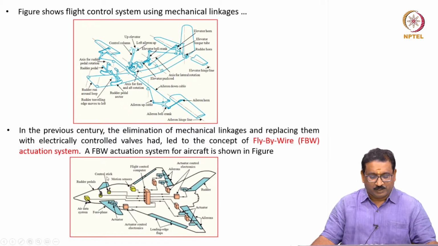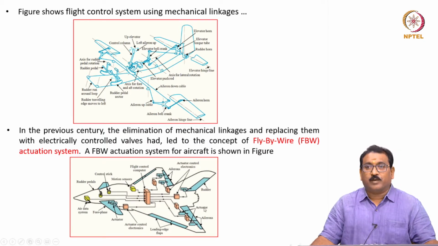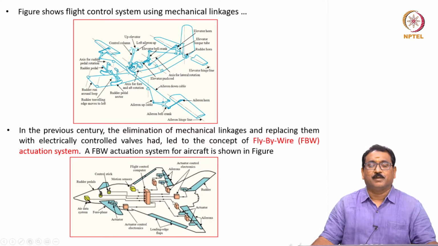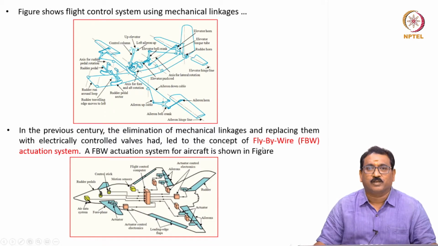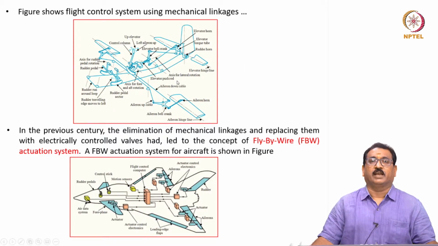I have shown you the control stick, the motion sensors, rudder pedals, flight control computers, motion sensors, various places, ailerons, rudder, so many actuators are built in here, but all are driven through the fly-by-wire technology instead of the mechanical linkages in the old aircraft.